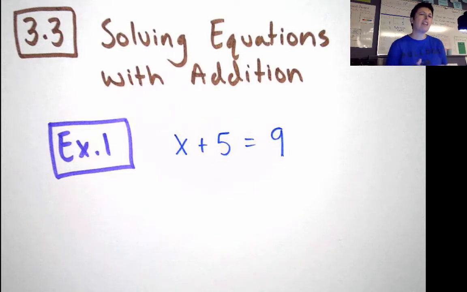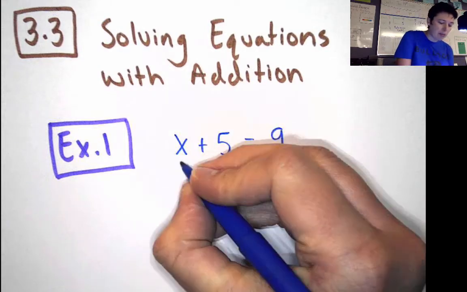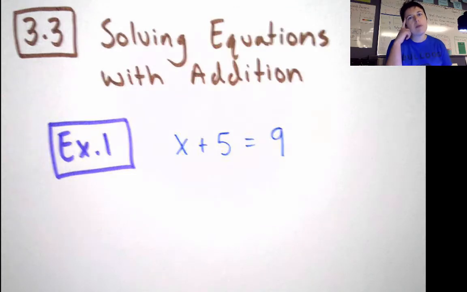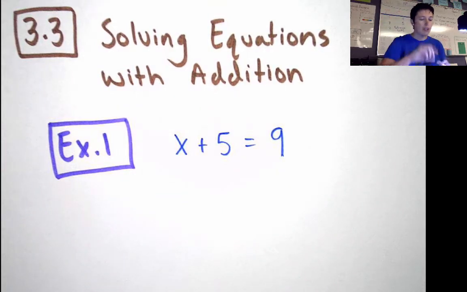So logically, I can think in my head, what plus 5 equals 9? Oh, I know, 4. 4 plus 5 is 9. So I think the answer for x right here is 4. But I want to start getting ready for higher level algebra where I'm going to have to work out my steps and show my work. So even though I can do this problem in my head, I want to show how I would solve it on paper. So here's one way to go about it, one strategy.